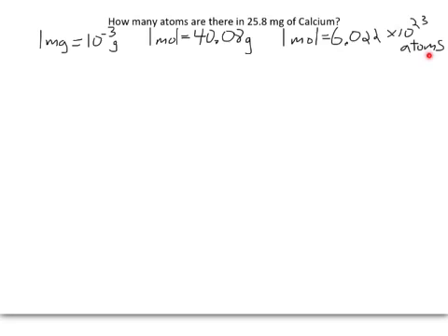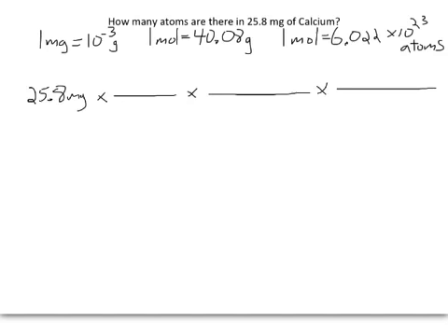So if you write down what we're trying to convert, 25.8 milligrams. And then we have a 3-step conversion problem. So I've got milligrams, so I need to get milligrams in the denominator, and then 10 to the minus 3 grams will go in the numerator. All right, now I have grams in the numerator. I've used that conversion factor. So now I need to get grams in the denominator.